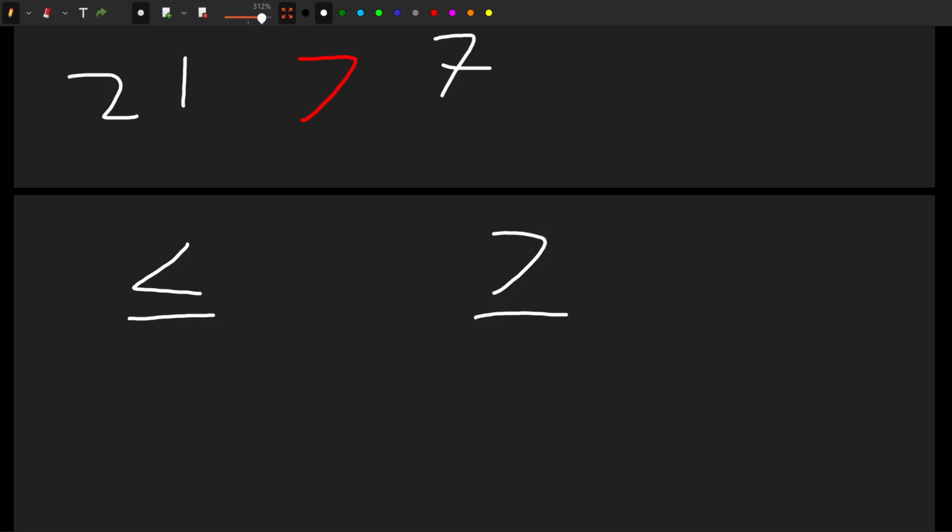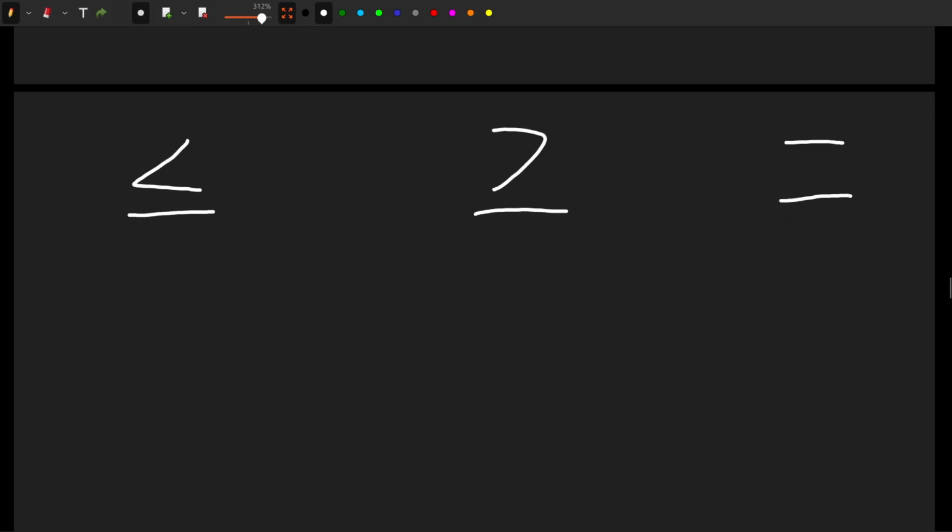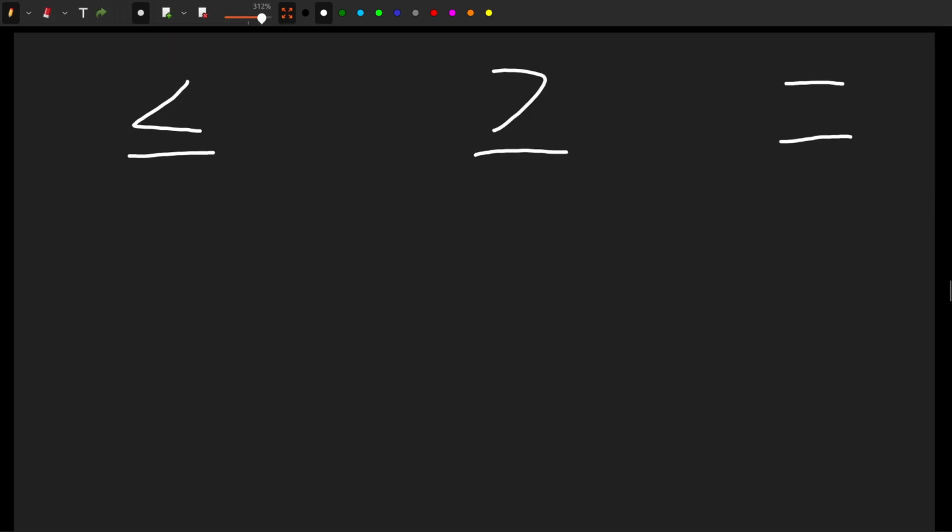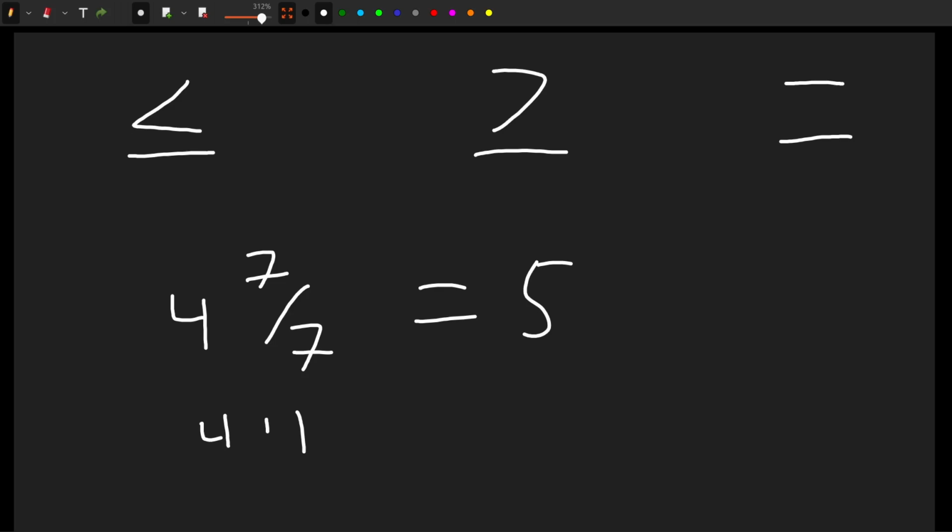And then there's also an equality symbol that you may see later, where we say that two things are the same. A brief example of that, which may be a little advanced, would be 4 and 7/7. That is actually equal to 5, because 7/7 is one whole, and then you have the 4, and technically you just add those two together and you get 5. But that's for a different video.